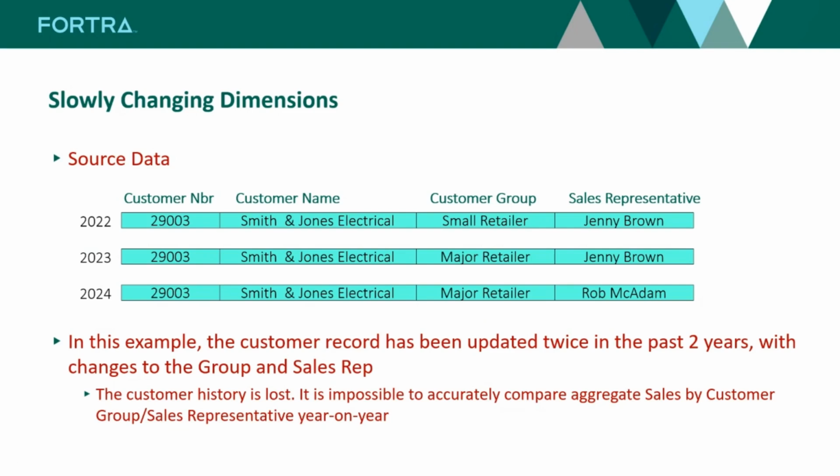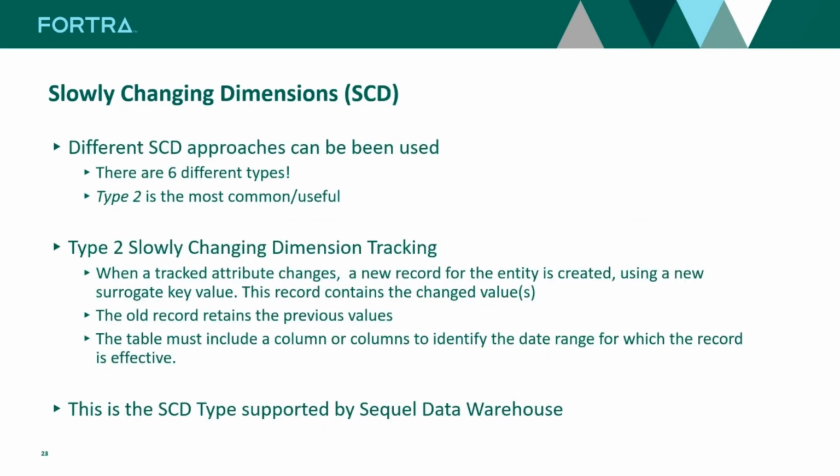Later, a new sales rep was hired and assigned to the customer. The customer record in the operational database was simply updated with these changes when they occurred. The operational database has no knowledge of the prior values. If we run a sales report by customer group and sales representative with a year-on-year comparison, the report will be incorrect for prior years. A report run today looking at prior years will group all of 2022 sales for this customer in the major retailer bucket. It will also show that Rob McAdam made sales in 2023 before he was even hired.